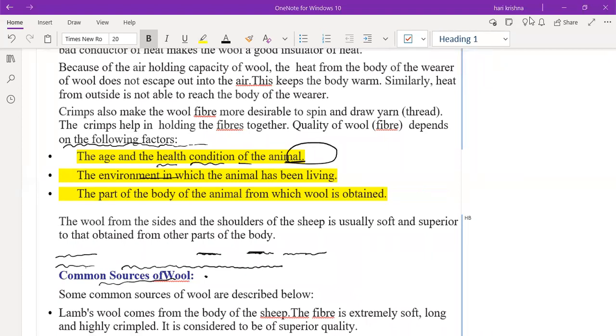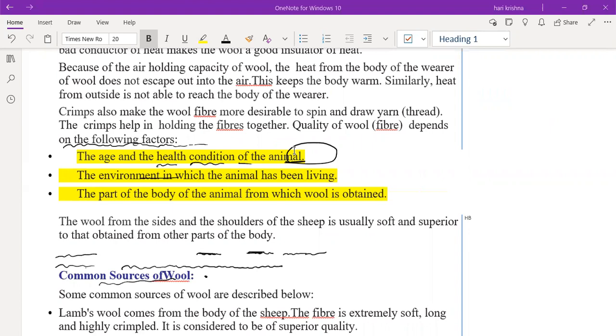Which environment is good for good wool? The normal cold climate is good for wool. It should not be too hot, because if it is too hot, the radiation will affect the skin of the animal. Animals growing in the cold region, like Merino in Australia, will have more fluffy skin to protect them from the environmental conditions. So obviously the quality of the wool will also be good.